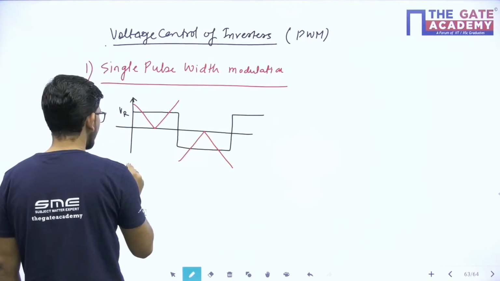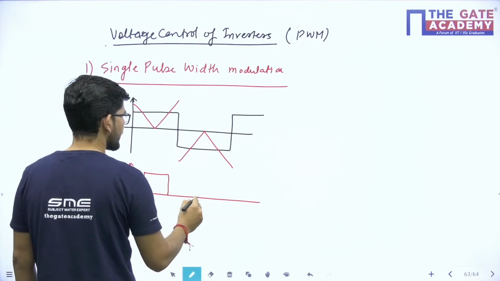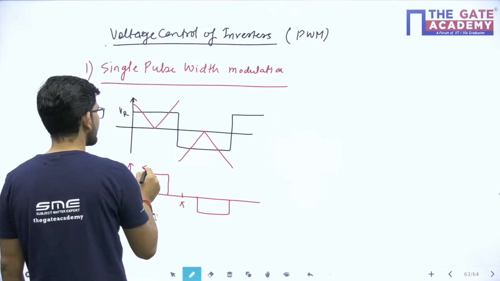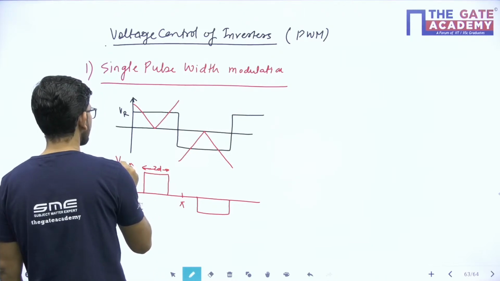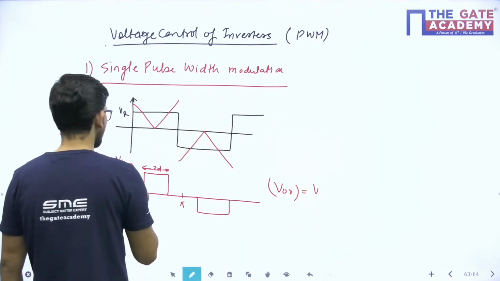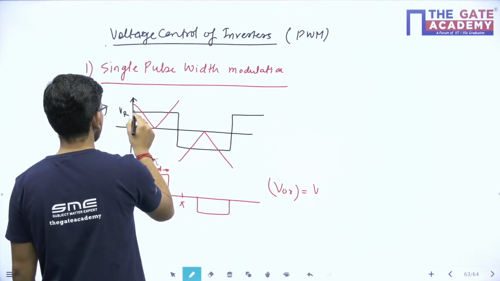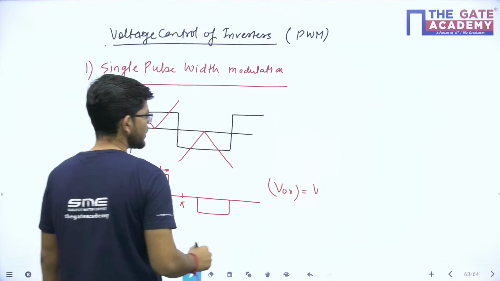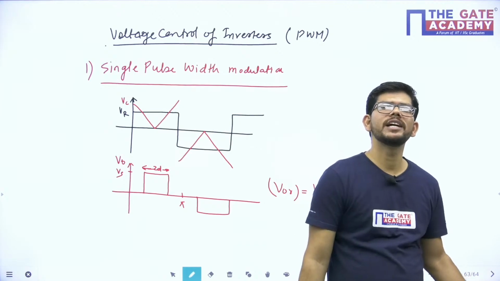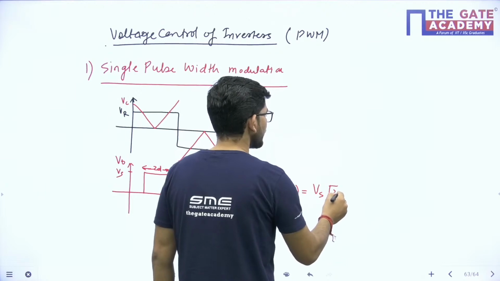So I will be getting a pulse of output voltage at the output like this. This pulse duration is 2D, and this is my V naught. So V naught RMS will be equal to, this is Vs, this is my carrier voltage, V naught RMS equals Vs under root 2D upon pi. This is what I am having here. Okay, so V naught RMS will be equal to Vs under root 2D upon pi.